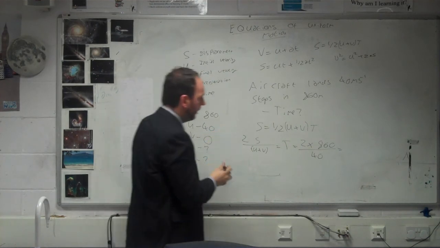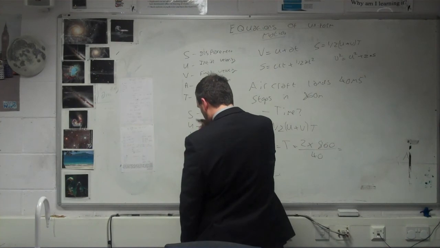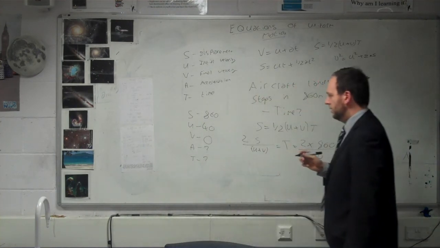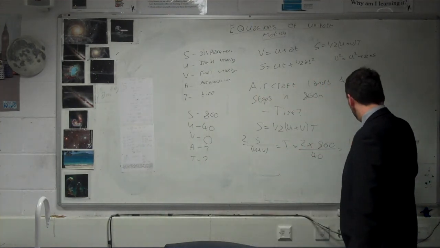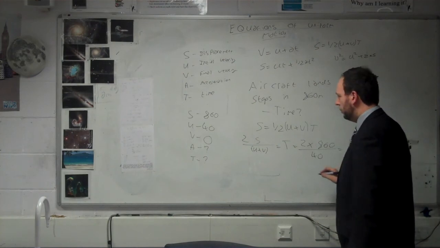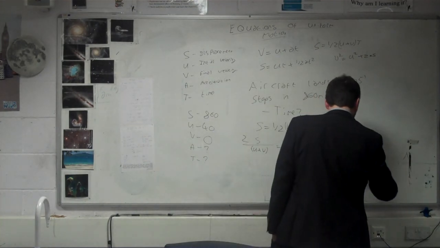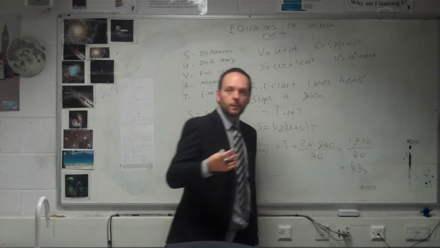First thing we want to do is 2 times 860. So that gives us, so our top, that's going to be 1720. So we've got 1720 over 40. So as a time, that gives us 43 seconds.